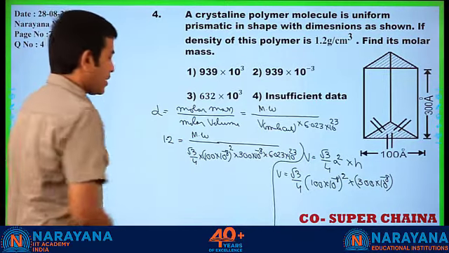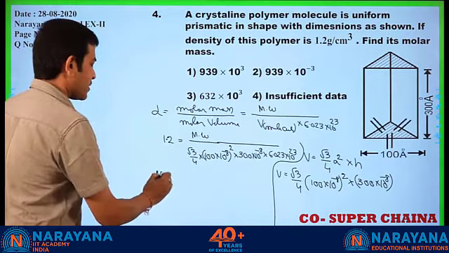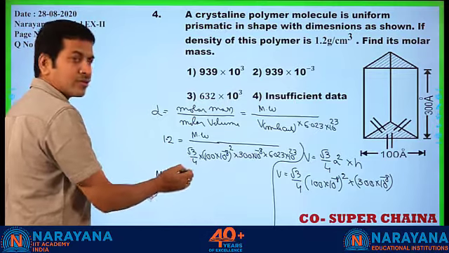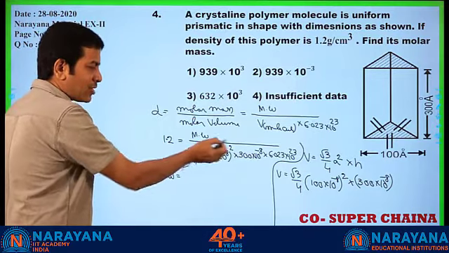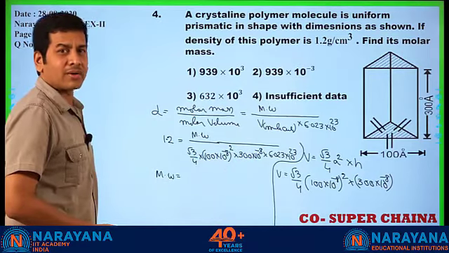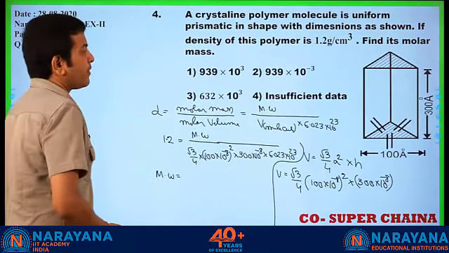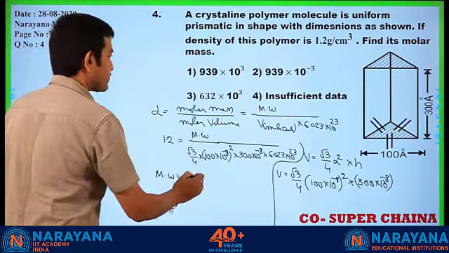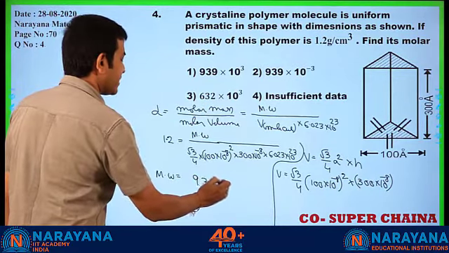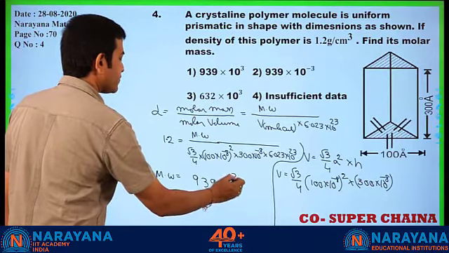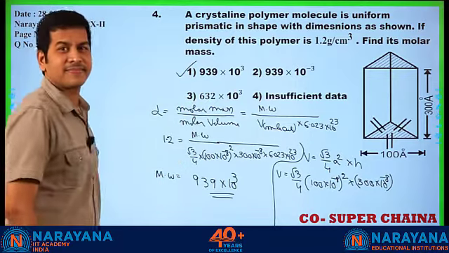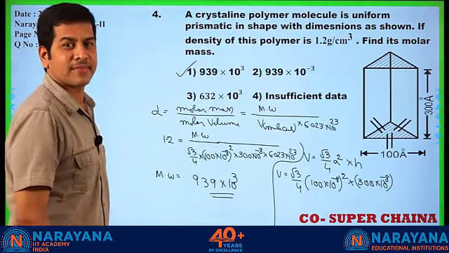Okay. After calculation, the molecular weight is equal to 1.2 into root 3 by 4 into 100 into 10 power minus 8 whole square into 300 into 10 power minus 8 into that Avogadro number. Finally, after calculation, you will get 939 into 10 cube. Then option 1 is correct. Okay. Next question.